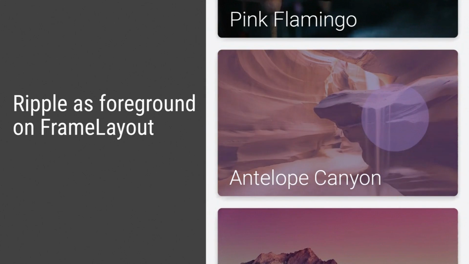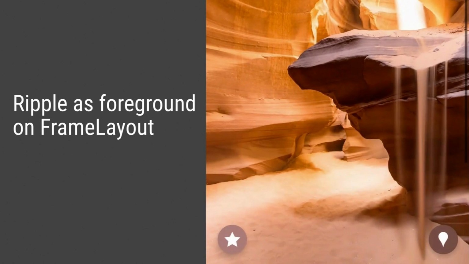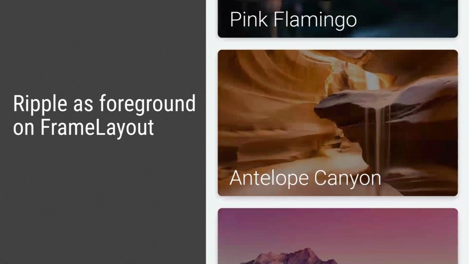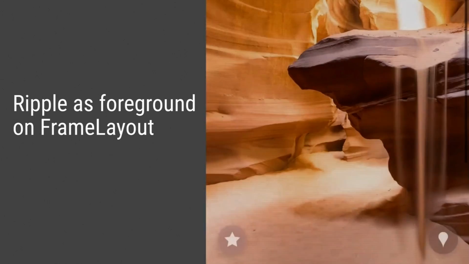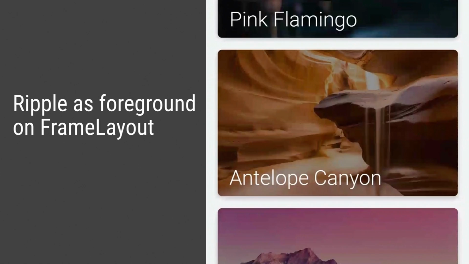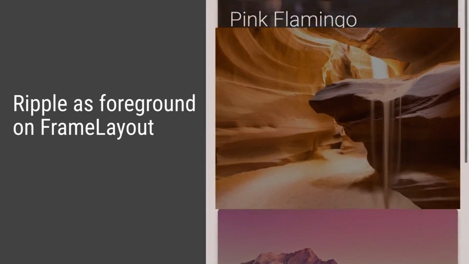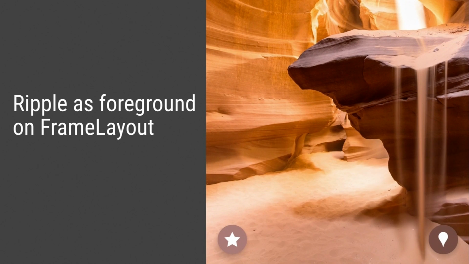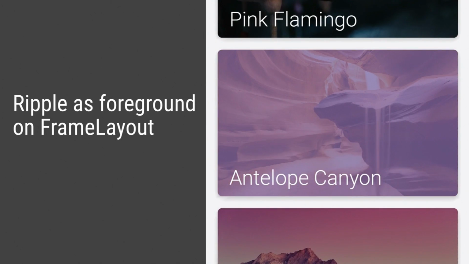And this is the same exact effect in the second demo. We just wanted to show it to you because here the ripple is pinkish purple. The color comes from the theme. So if you use the foreground technique that Chet just showed you on the previous slide, you're automatically going to get the ripples with the right color from your theme.